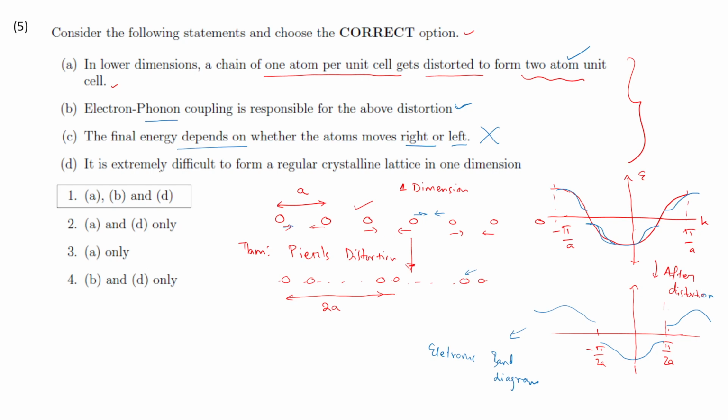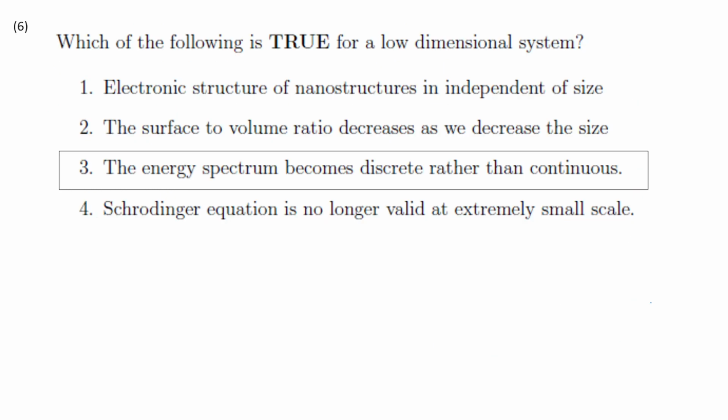And it is extremely difficult to form a regular crystalline lattice in one dimension. This is true because the lower the dimension, the more the instability increases. So these three are the true statements, and this is the wrong statement. Now, which of the following is true in a low dimension system? Let us look at each of the statements. Electronic structure of nanostructures is independent of size.